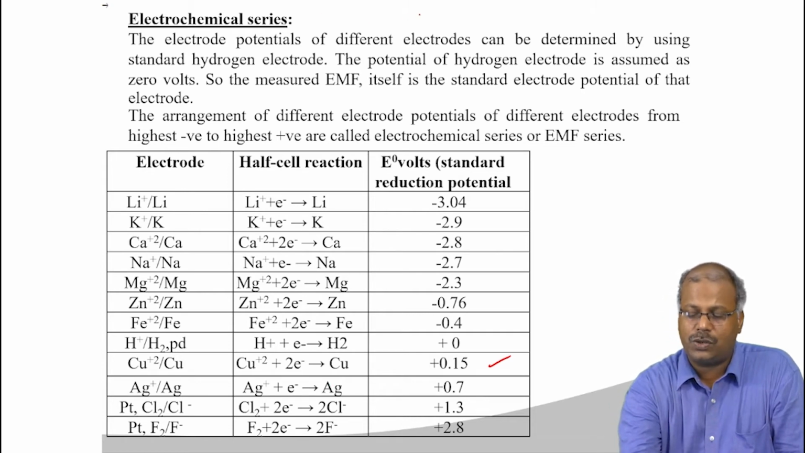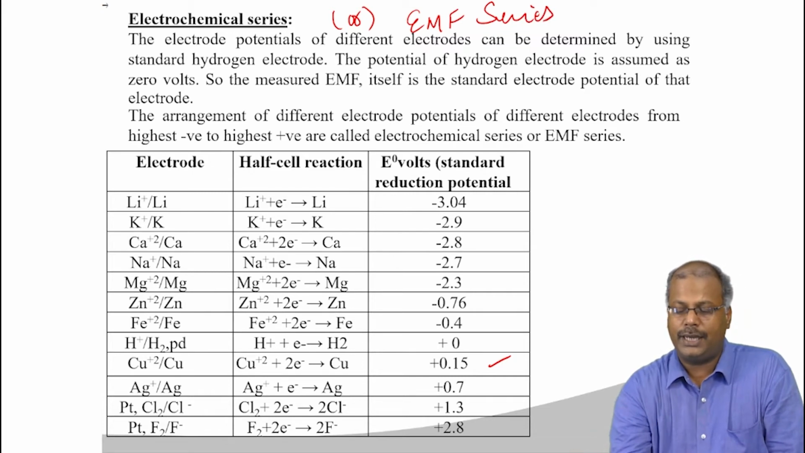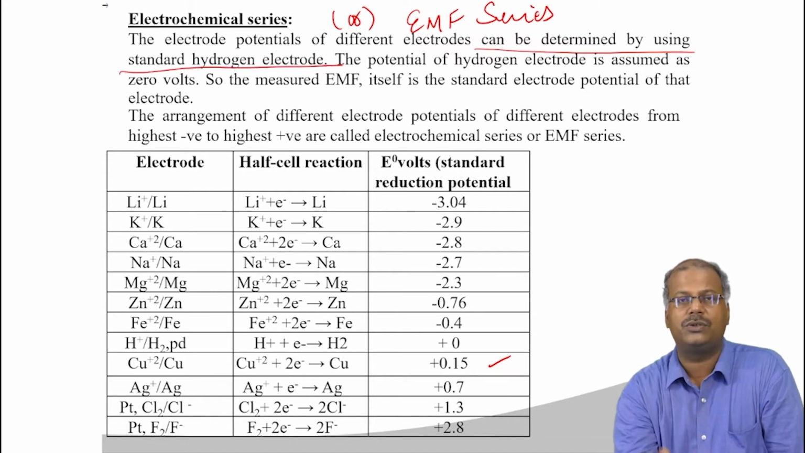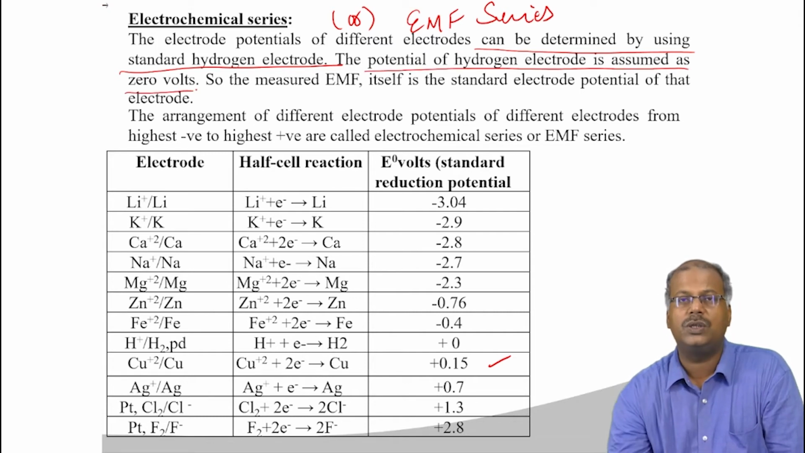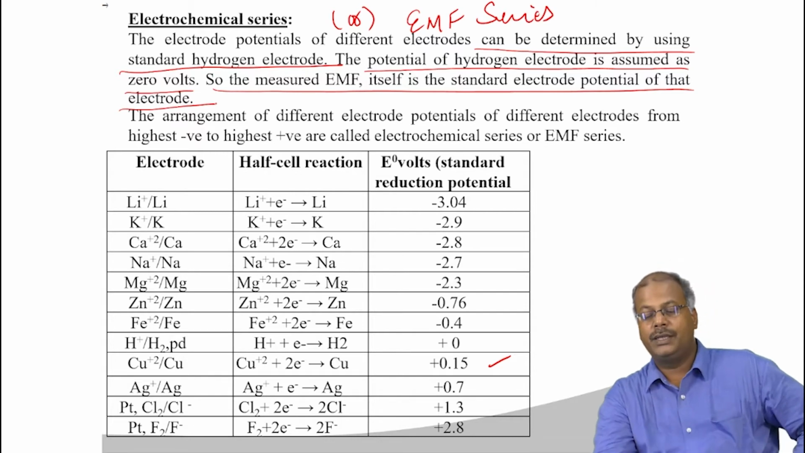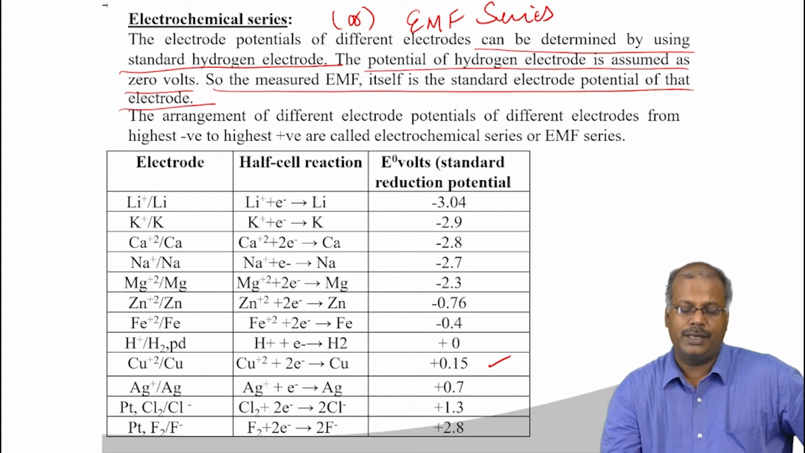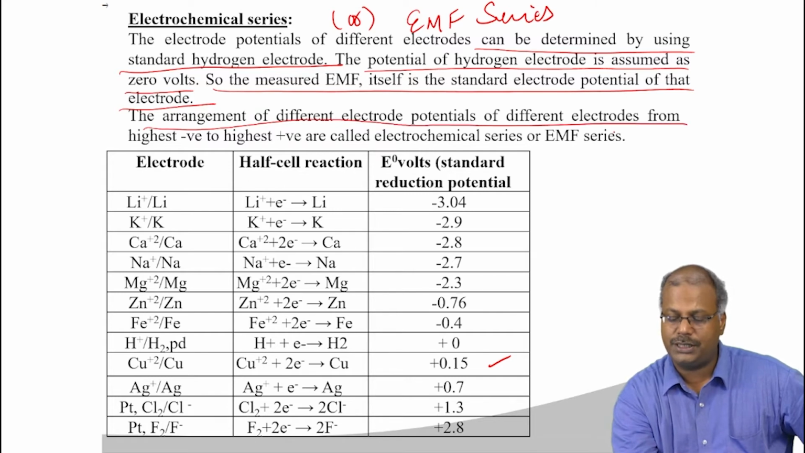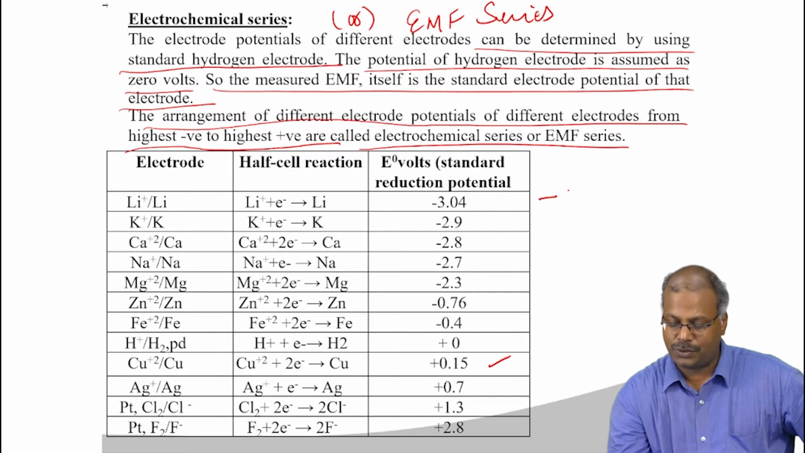So what is the electrochemical series, or we can also say the EMF series? The electrode potentials of different electrodes can be determined using the standard hydrogen electrode, as I told you in the last slide. The potential of the hydrogen electrode is assumed as 0 volts. So the measured EMF itself is the standard electrode potential of that electrode. The arrangement of different electrode potentials from highest negative to highest positive is called the electrochemical series or EMF series.